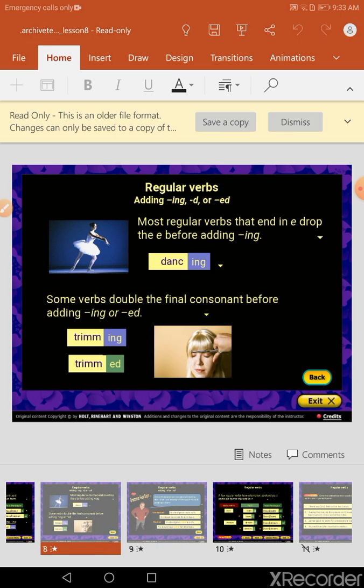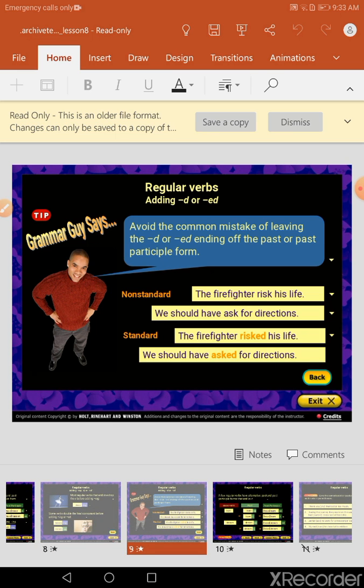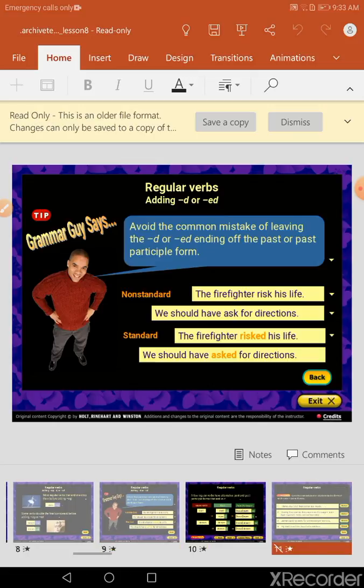The next point. Avoid the common mistake of leaving off the d or ed ending of the past or past participle form. "The firefighter risk his life" is non-standard, of course, and "we should have ask for direction" is non-standard too. The standard language: the firefighter risked his life. We should have asked for direction.